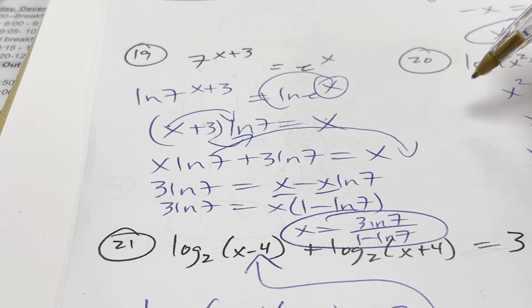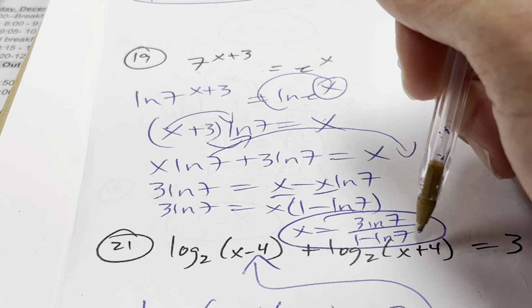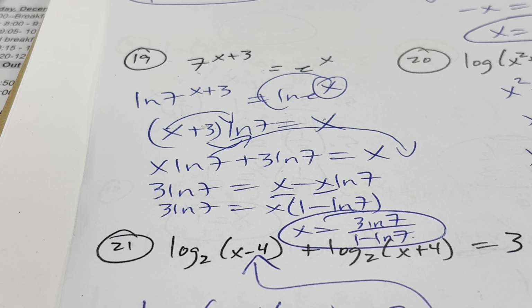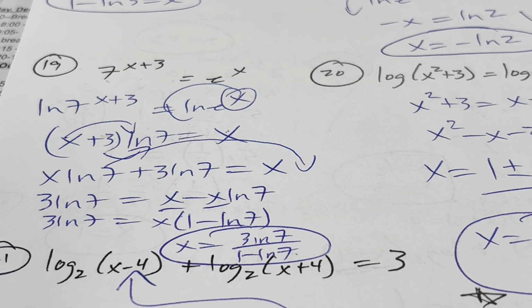I'm going to factor out the x we have in common, leaving me with 1 minus natural log 7, and that's what goes in my denominator. Yes, 3 natural log 7 is natural log of 7 to the third. You can say natural log of 343 over 1 minus natural log 7. That works. That is not necessary.